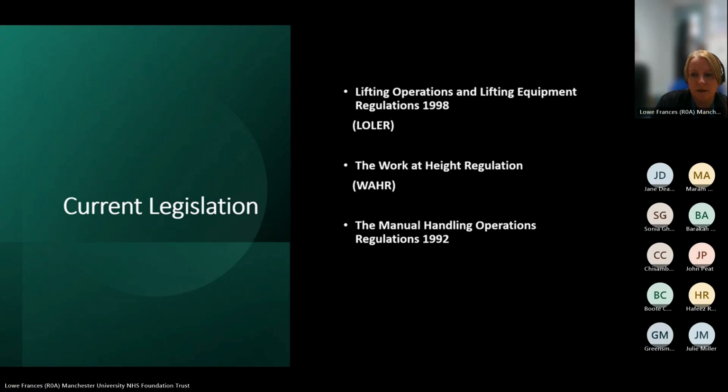It encourages people to make assessments of manual handling risks and to try and reduce the risk of injury. The assessment should consider the task, the load, and the individual's personal characteristics, such as the physical strength, and provide workers with information on the weight of each load. So I'll talk a little bit about that later.